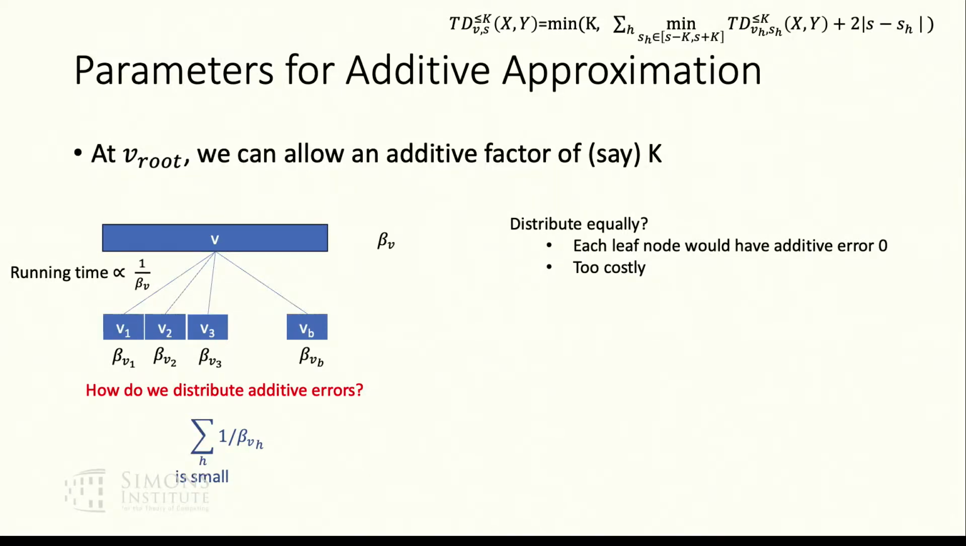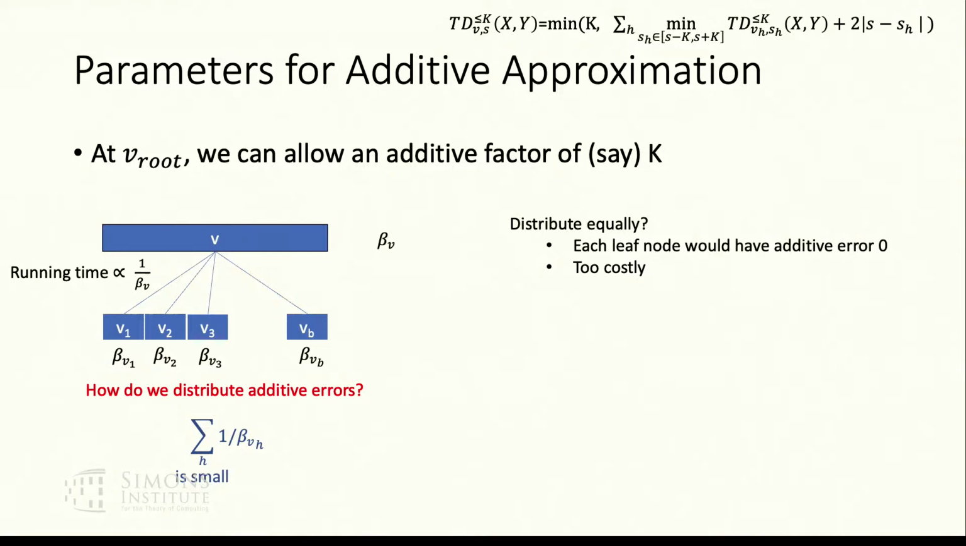So you are trying to additively approximate the tree distance of every node. What I said to you is that at the root, I can allow for an additive factor of capital K. Now say the root has b children. What do you think should be the additive approximation factor at these b children that we can allow? Just divide by b, right? Distribute it equally among its kids.